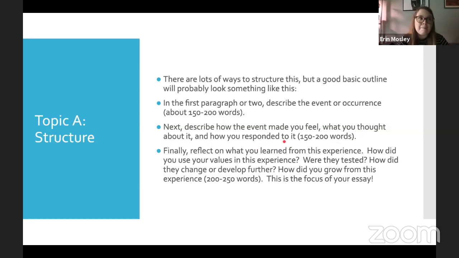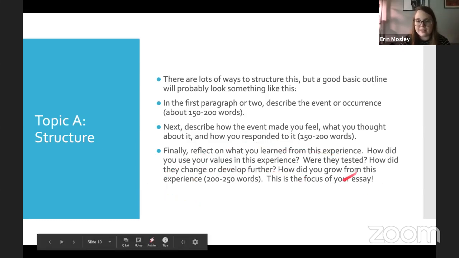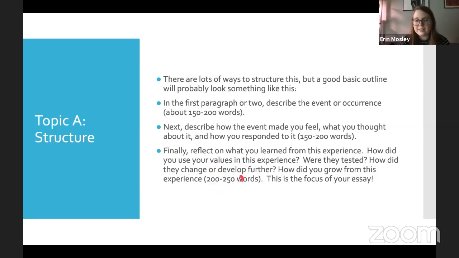As this kind of says, if something happened, they want to know your feelings. It's weird talking about yourself, but that's what this is. Finally, this is the main part of this essay. So you can see about the word counts. This one should have more words than the others.